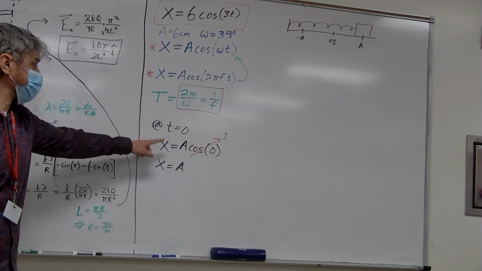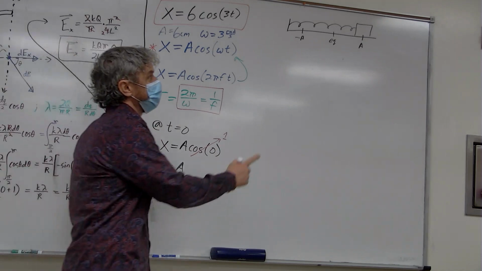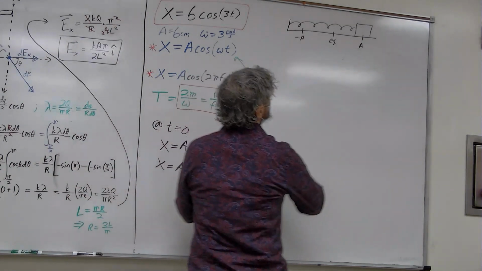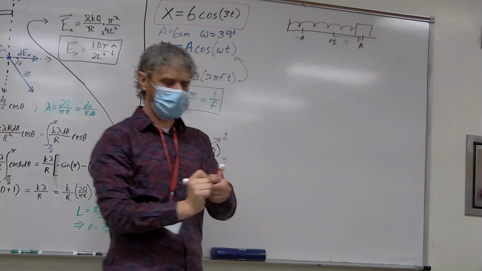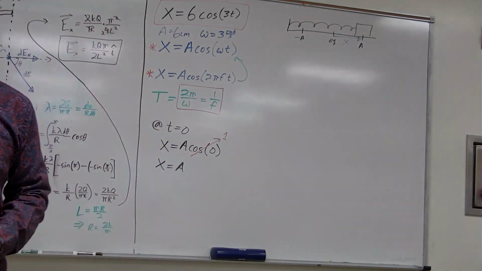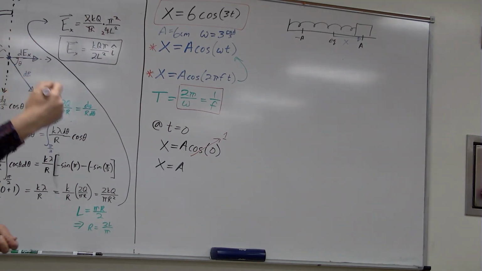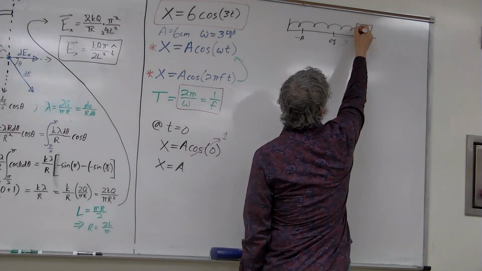But we know at time t equals 0, then we're at maximum amplitude. And at maximum amplitude, our position vector is positive. So what direction must our force vector point? The spring force. It must point to the left.